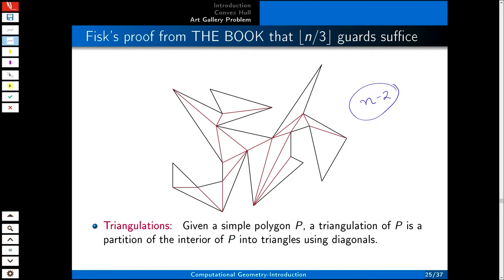Any polygon can be divided into triangles, which we call triangulation. It can be partitioned into triangles. How many triangles? N minus 2 triangles. Only using diagonals, other than polygon edges. Any questions? Please let me know if you have any questions.